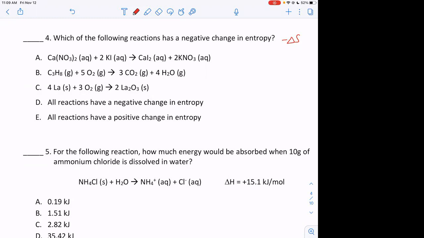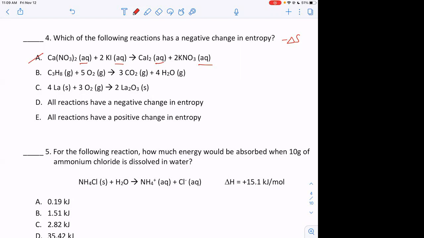So A, I see that I've got something that is aqueous plus 2 moles of another thing that's aqueous. On the product side, I have, again, 3 moles of things that are aqueous, 2 reactants, 2 products. So nothing there should scream that it's becoming more disordered. It's the same on both sides. Everything is aqueous. You're not changing from a gas to a liquid or solid or anything. And you have the same number of moles. You have 3 moles of stuff on both sides. So A is not increasing or decreasing.